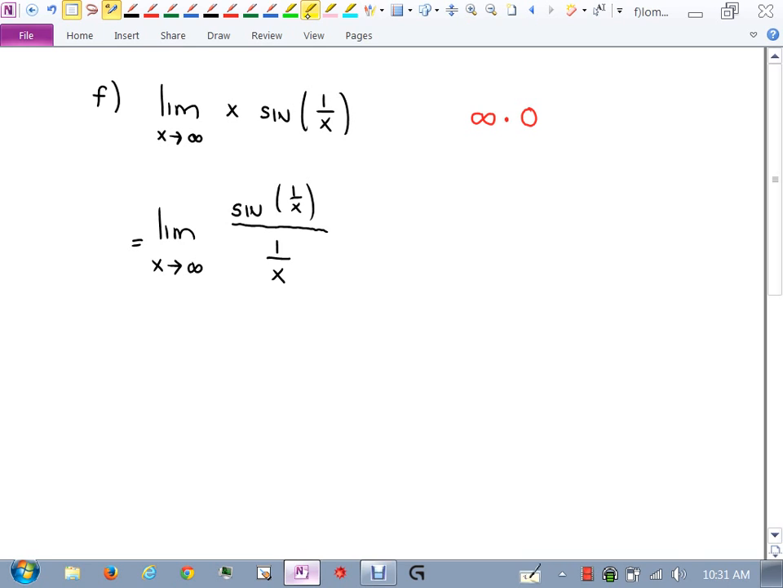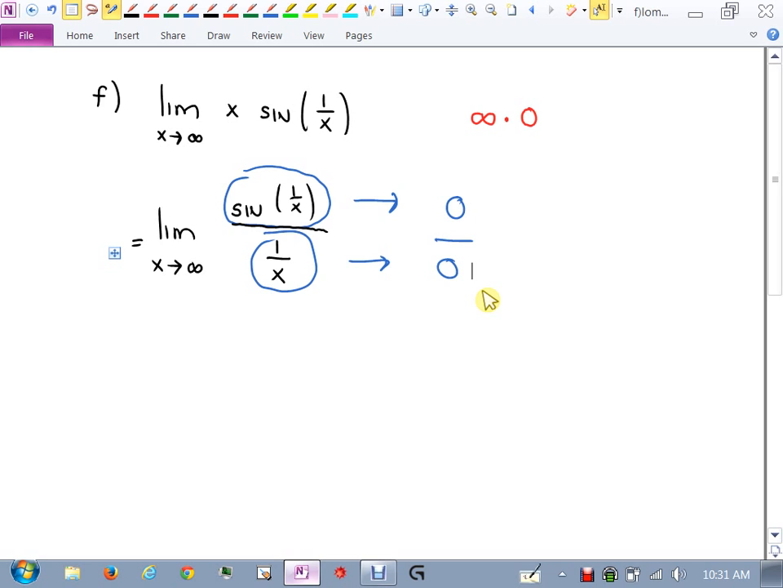That's right. So now focus all your attention on this piece right here. Where does sine of 1 over x go? 0. Now, where does 1 over x go? 0. See, what we've done is we've taken something that used to look like infinity times 0. We've turned it into something that looks like 0 over 0.